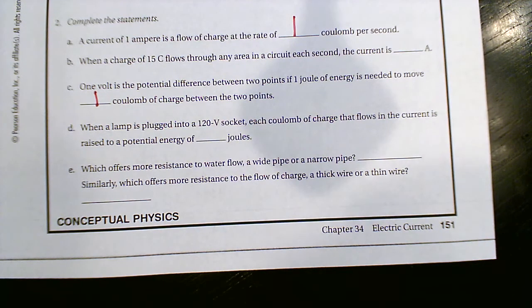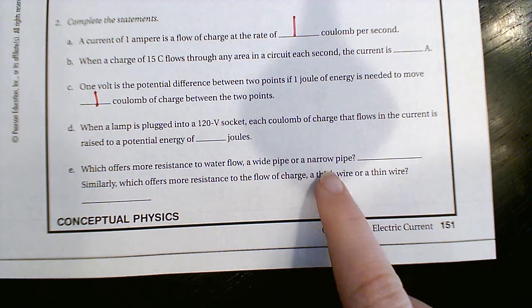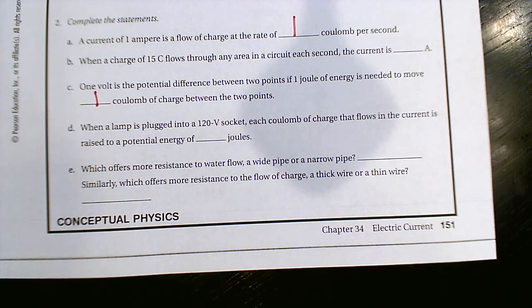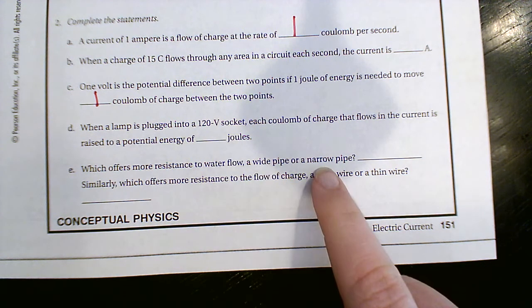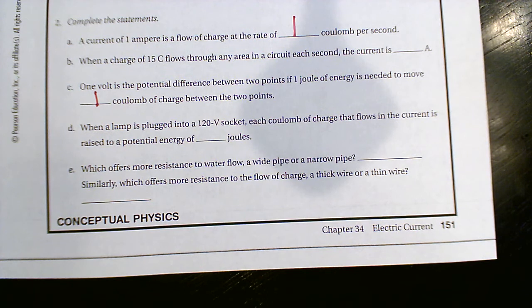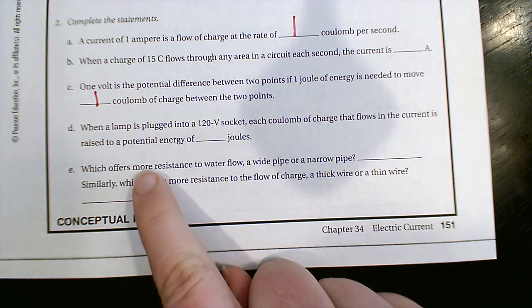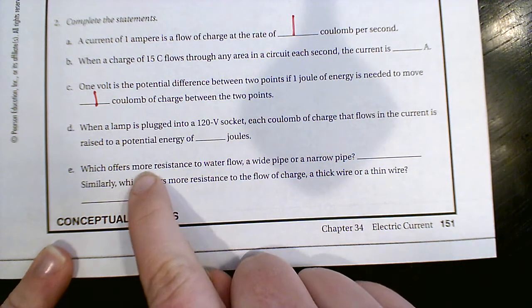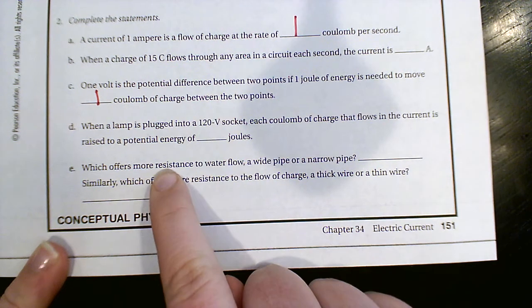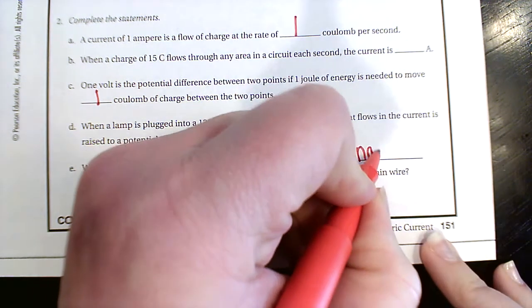All right, and last one here. Which offers more resistance to water flow, a wide pipe or a narrow pipe? Think about if I had a straw or something. If you're trying to pour water out a downspout or a gutter, would you rather have a wide pipe or a narrow pipe if you want the water to flow through easily? If we're talking about flowing easily, I'm going to pick the wide pipe, right? So the opposite question is what's asked here. Which would have more resistance? Which would slow the water down more? And so that would be the narrow one.